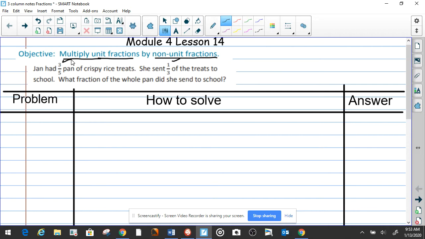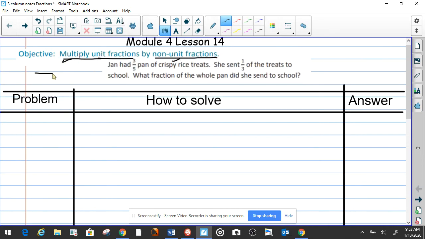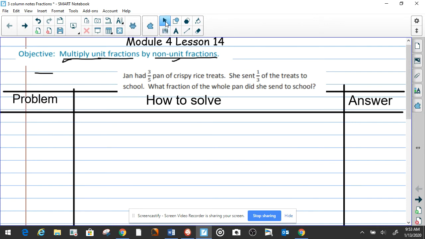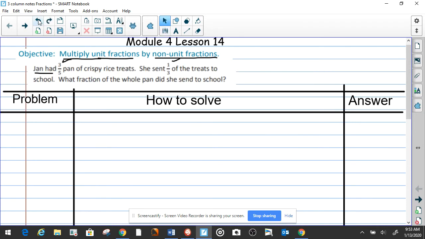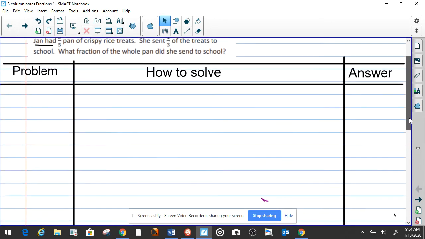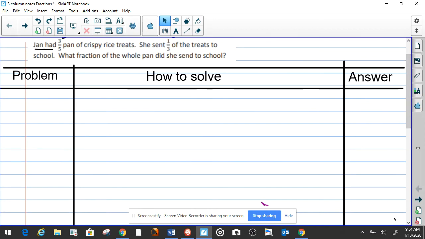Okay, let's look at this problem. It says Jan had 3/4 of a pan of crispy rice treats. She sent 1/3 of the treats to school. What fraction of the whole pan did she send to school? Okay, let's start. So she had 3/5 and she sent 1/3. So we can write 1/3 of 3/5 were sent to school.